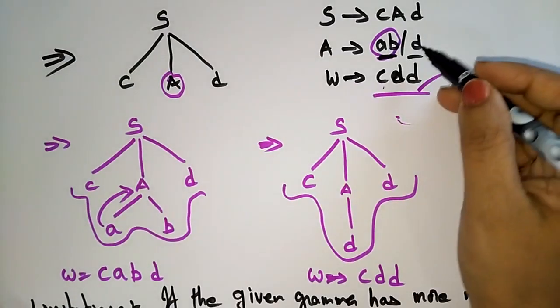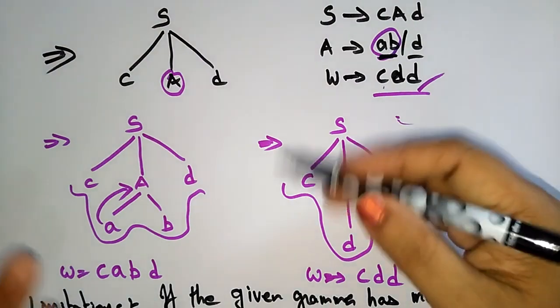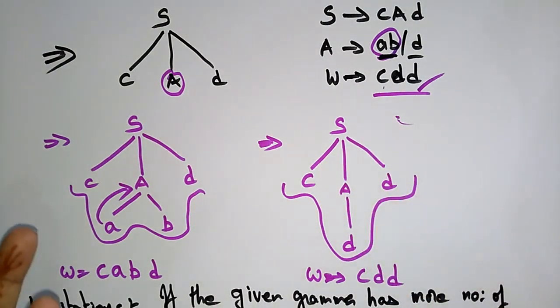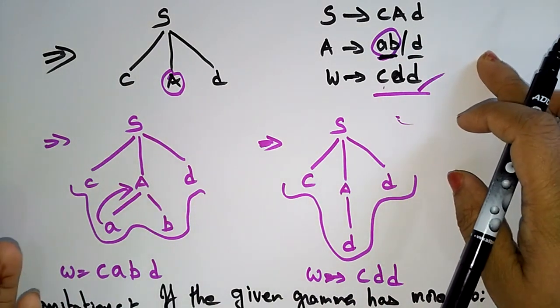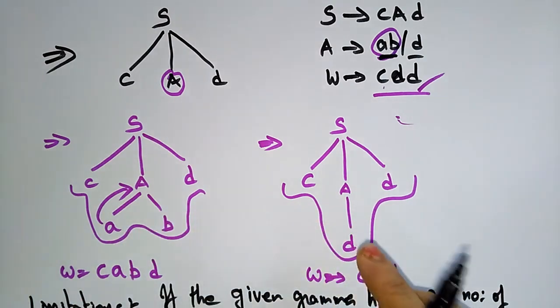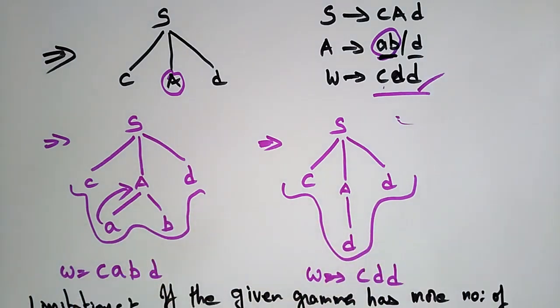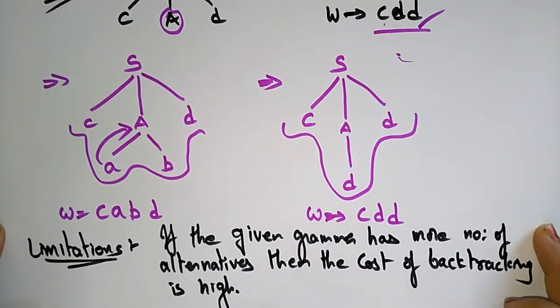If only two productions are there, then it is easy to check whether the tree is matching with the input string or not. Whenever there are so many alternatives, if it is not matching, go for another production, and if it is not matching, again go for another production. Then the cost of backtracking is very high.